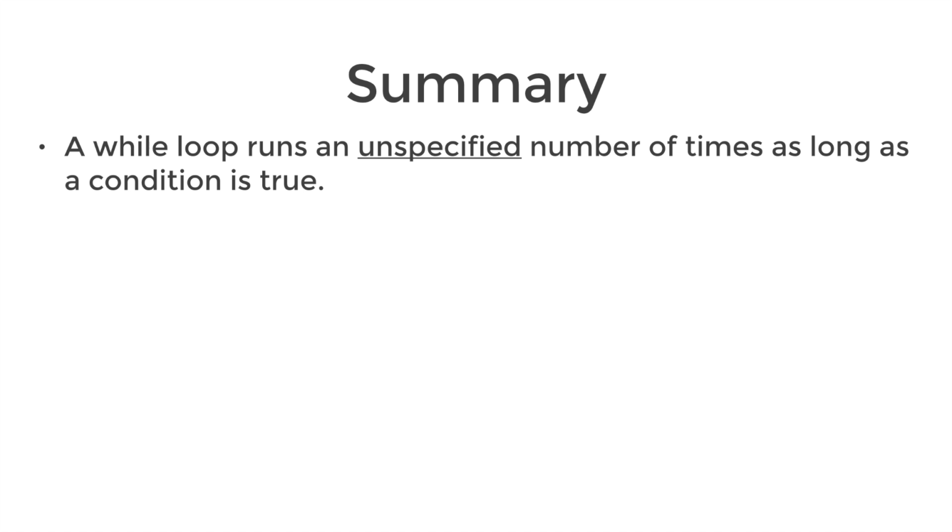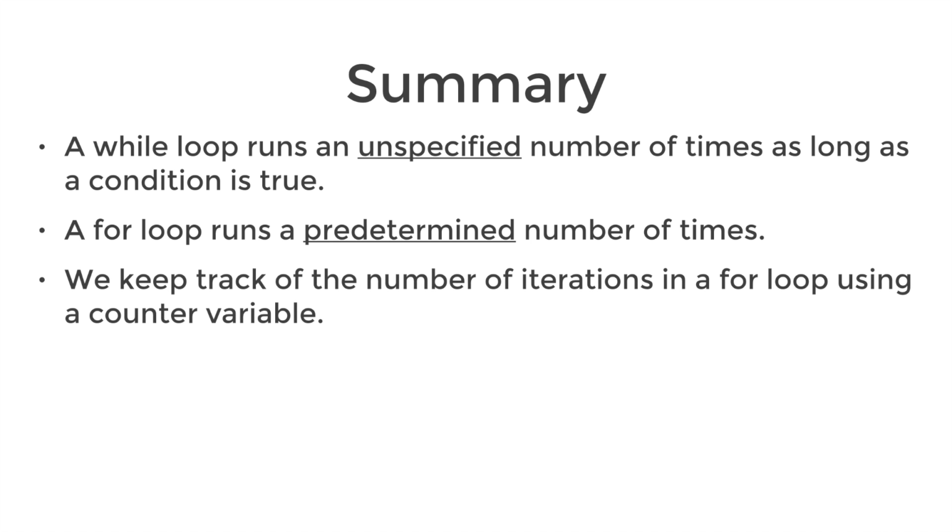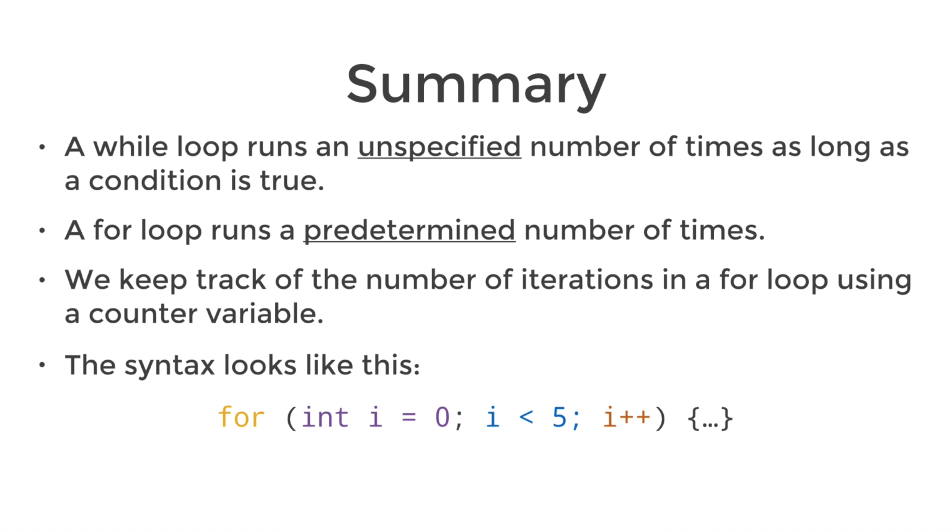Moving on to loops, the while loop runs an unspecified number of times, and it runs as long as the condition is true. A for loop runs a predetermined number of times, and we keep track of the number of iterations in a for loop using a counter variable. Here's the syntax one more time. For int I equals 0, then we have the condition, and then we increment the little counter variable, and that I++ is just shorthand for I is equal to I plus 1.